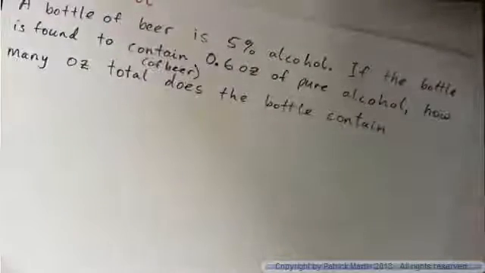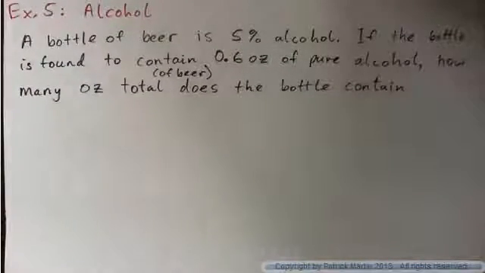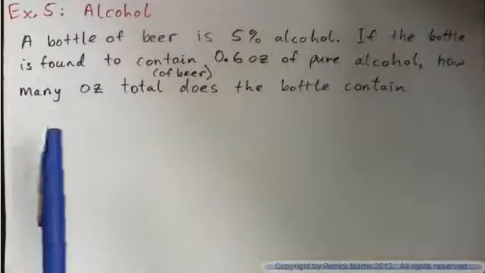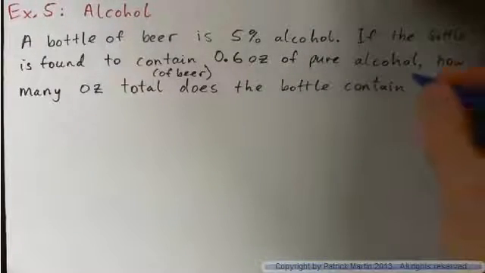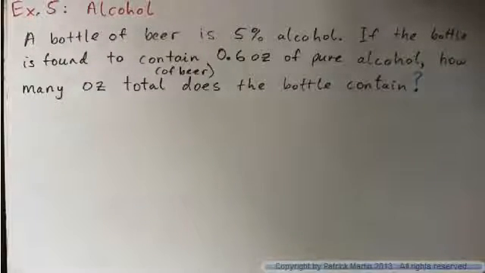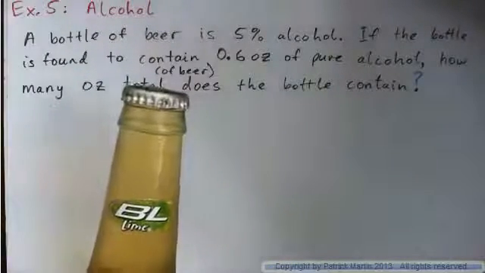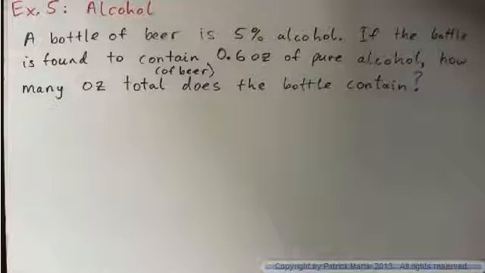Let's have a look at this one. A bottle of beer is 5% alcohol. If the bottle is found to contain 0.6 ounces of pure alcohol, how many ounces total does the bottle contain? Press pause and see if you can figure this one out. Okay, so here's the bottle of beer. I'm not going to show you what's written on it, so you don't know how big it is. Well, you might guess. But this is what we have to figure out.